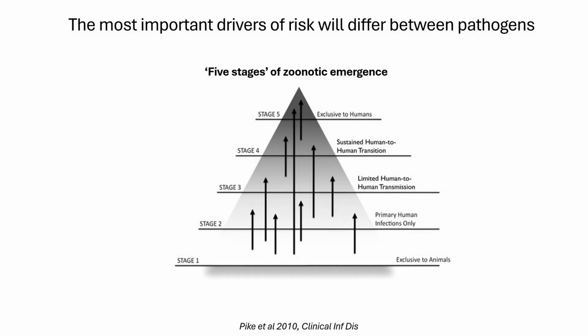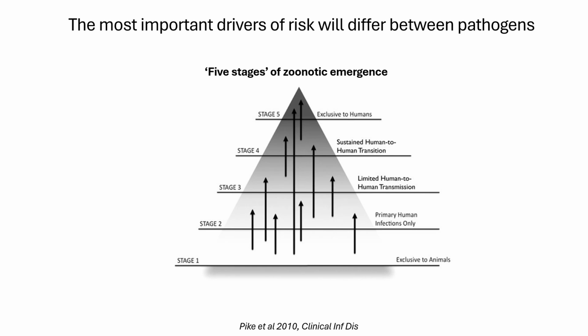Another aspect of risk that it's worth considering is that zoonotic pathogens differ widely in their ecological and evolutionary characteristics. And the most important or influential drivers of risk to humans will also differ depending on the specific pathogen we're thinking about and its characteristics. So this is a nice framework for thinking about the stages of zoonotic emergence, the different characteristics that zoonotic pathogens have.